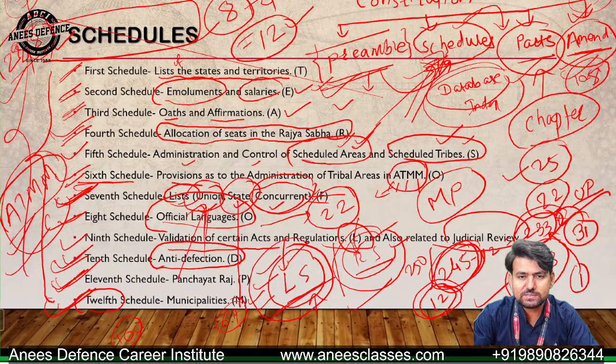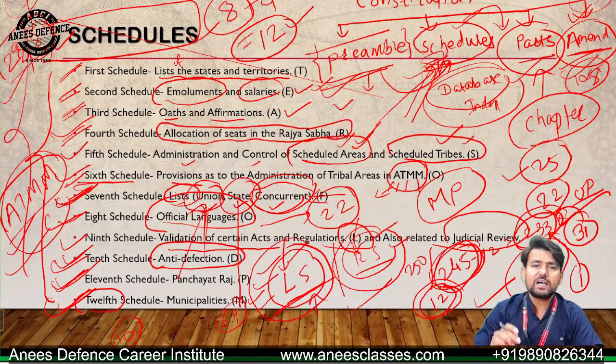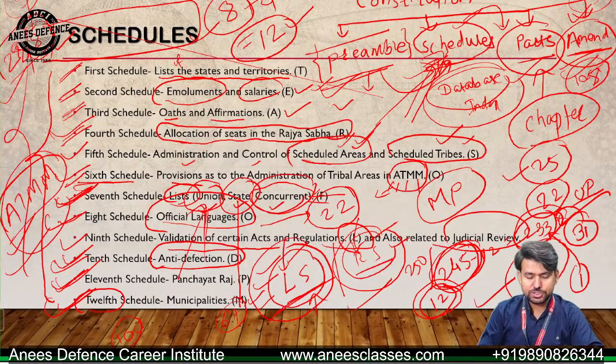Panchayats as well as municipalities are known as local bodies. But panchayats are for villages and the municipalities are for the urban areas. So these are our schedules in the constitution. I hope this is very clear to you.